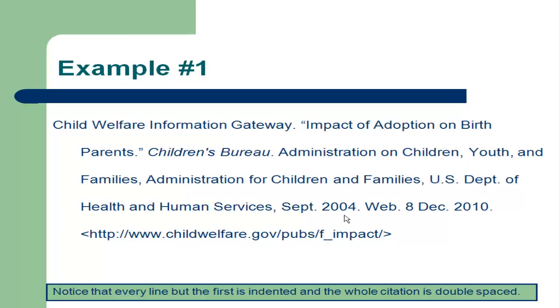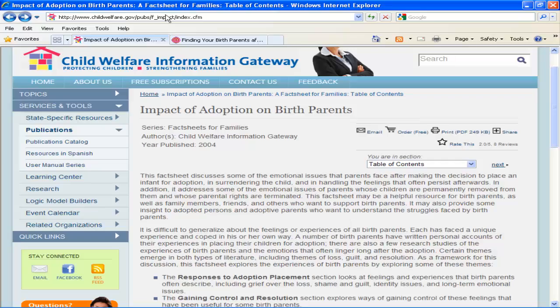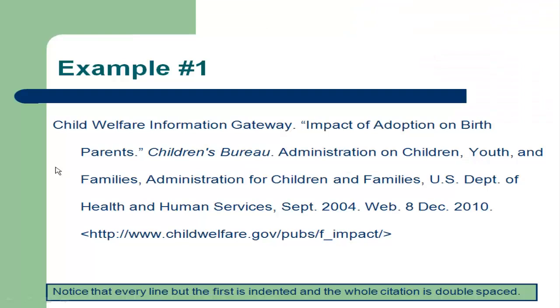Lastly, I want to end in brackets with the address of the page. That's easily grabbed from up there, but I could also use this web address. It points to a slightly different place, but they are one and the same. So either one, this or this, would be fine. And as you can see, the entire thing is double spaced and everything after the first line is indented.